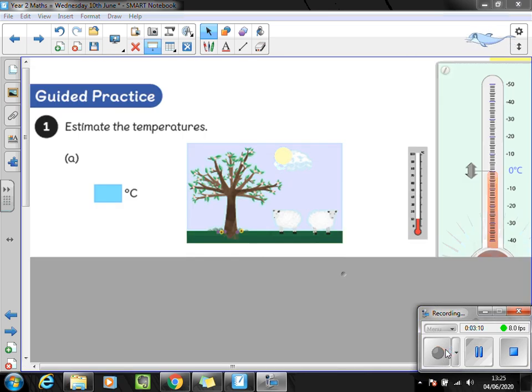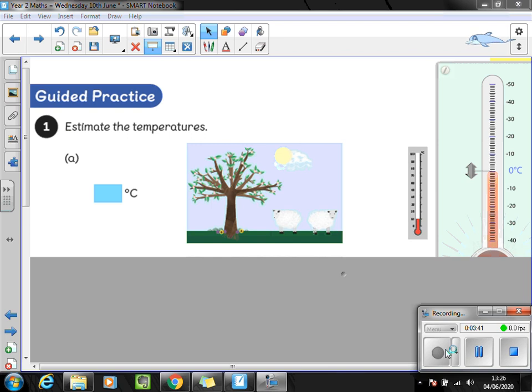Okay, so for your guided practice today, I want you to estimate the temperatures. Now, you've been given a picture to help you. There might be some clues there to give you an idea of what time of year it might be. I can see here that the flowers and the leaves have started to come out. The sheep have obviously had some lambs and are starting to be born. And there is a big sun in the sky, but with a little bit of cloud behind. Which season do you think it might be?